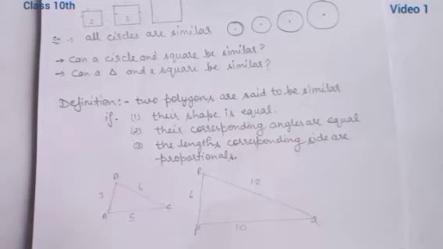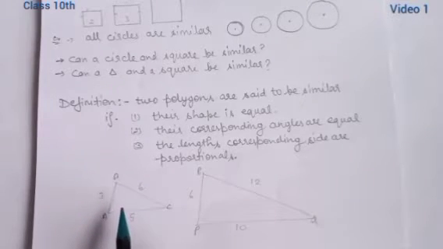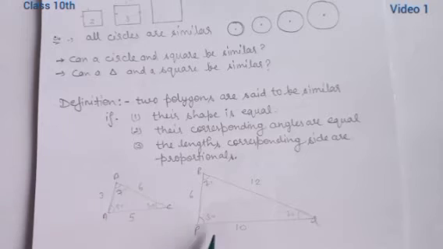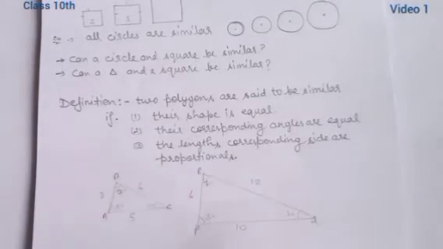But let's check similarity. Is their shape equal? Yes. Are their corresponding angles equal? Angles are not given here, but here we have the angles. 70? Yes, 70. 80 is 80. 30 and 30. So the shape is the same and their angles are also equal.